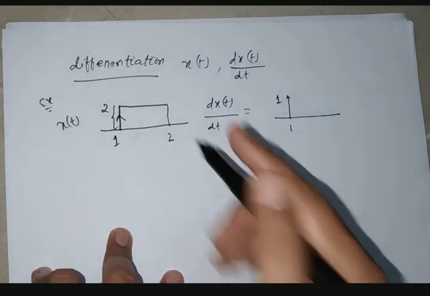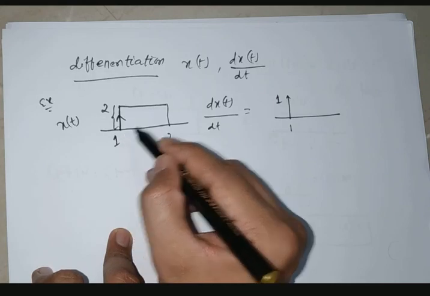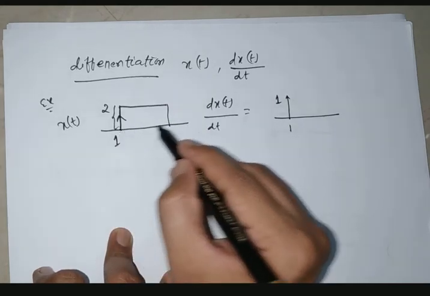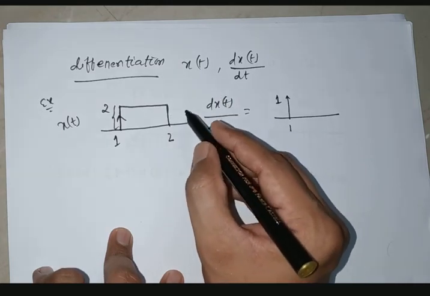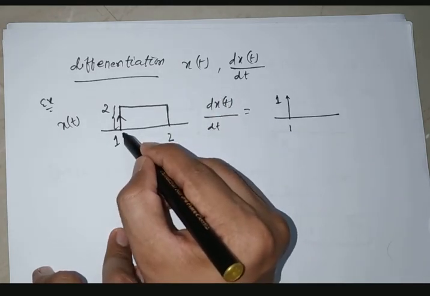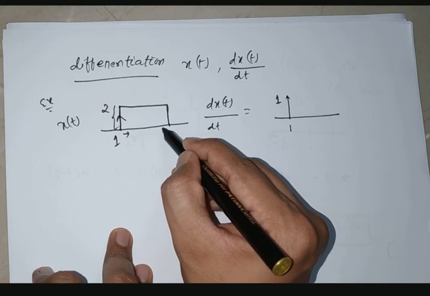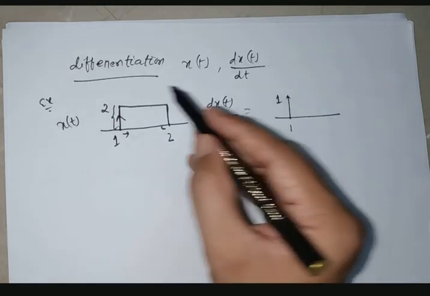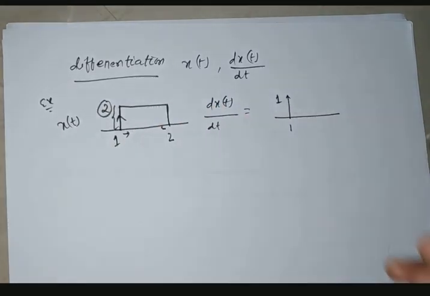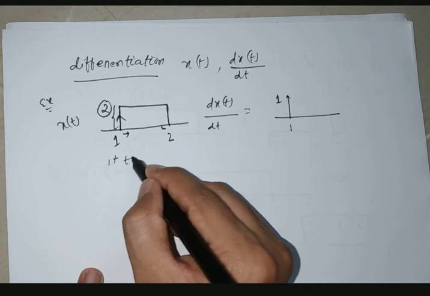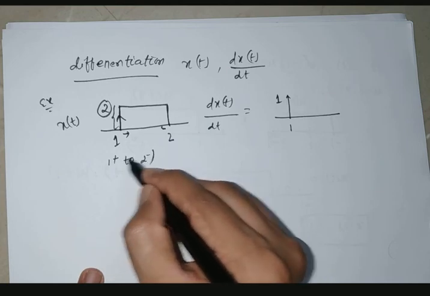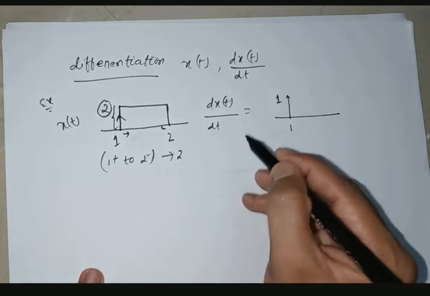Okay, now after 1 means we can say 1 plus, after 1 up to 2 minus. 1 plus means just the right hand side of 1 and 2 minus means just the left hand side of 2. What is the value? Value is 2. Means I can say that from 1 plus to 2 minus the value is 2.